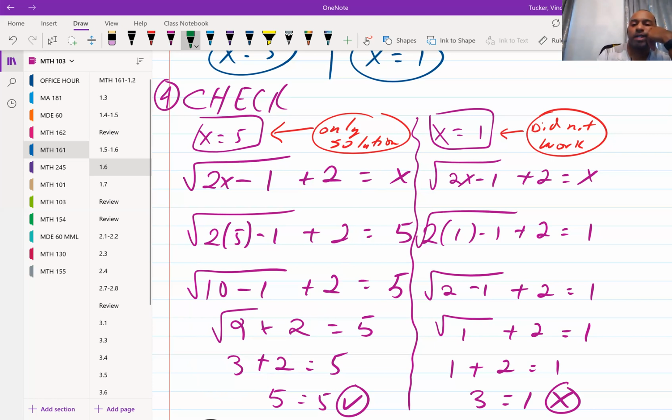So on the right side, plugging in 1, 2 times 1 minus 1, that's 2 minus 1, which is 1. Then also we plug in 1 for x over here. So that's 1 plus 2, which will give you 3. 3 is not equal to 1, so that doesn't check out. So this shows that 5 checks and 1 doesn't. So 5 would be your solution, and 1 would just be considered extraneous.